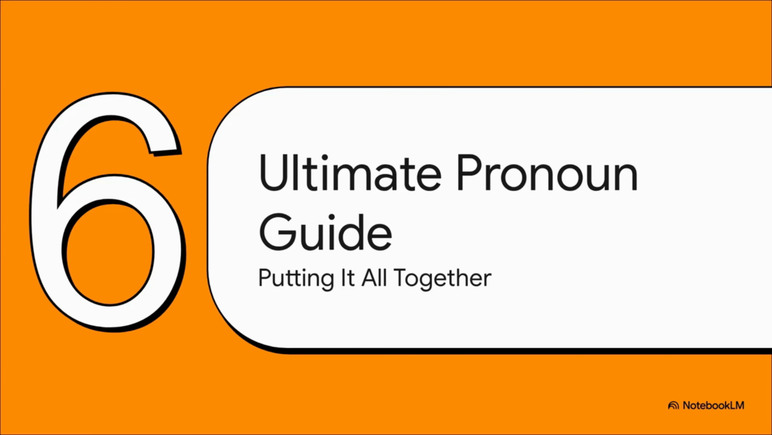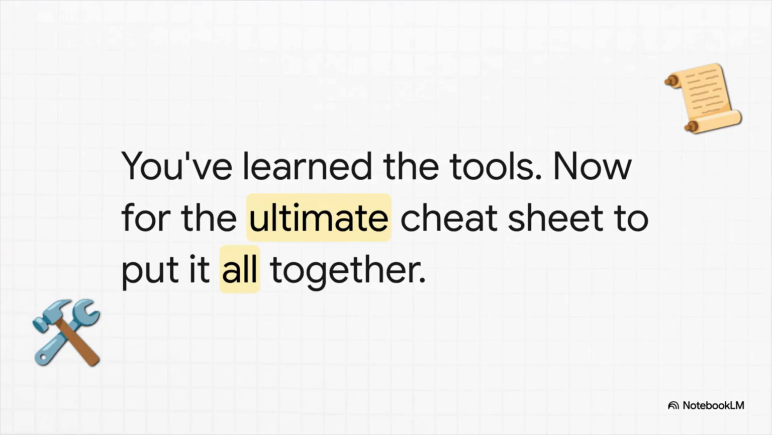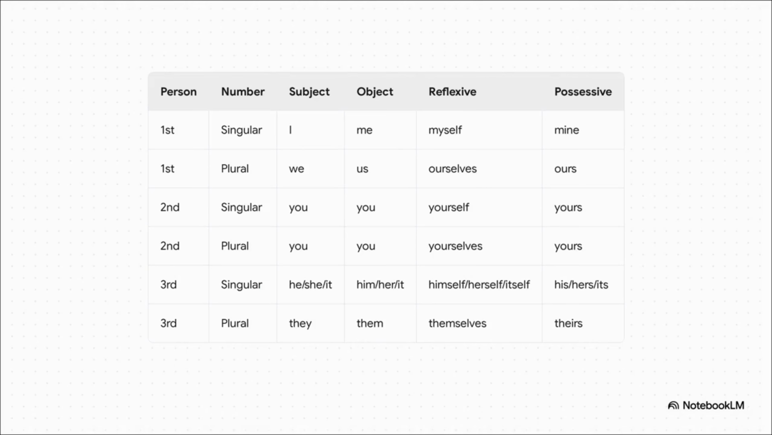So now it's time to organize the whole thing. You have put in the work. You've learned about all the individual pieces. So now you've earned the reward, the ultimate cheat sheet that puts everything we just talked about into one place. And here it is. This is your master guide. You can see how everything connects. The person, singular or plural, and then the right pronoun for the job, whether it's a subject, an object, reflexive, or possessive. It is all right here. This chart is your key to never picking the wrong pronoun again.